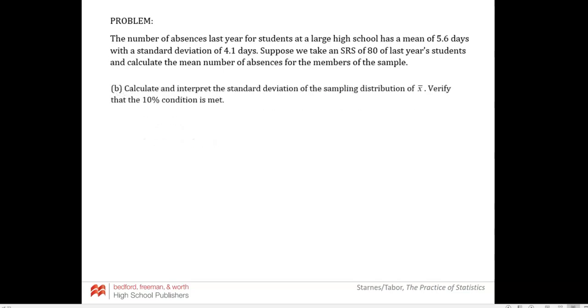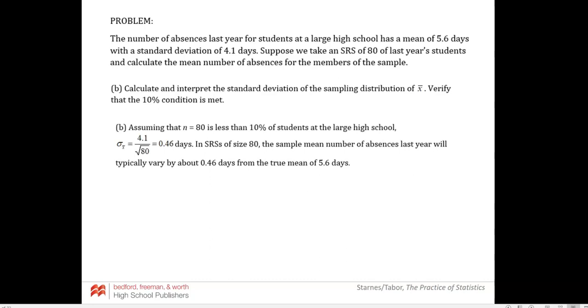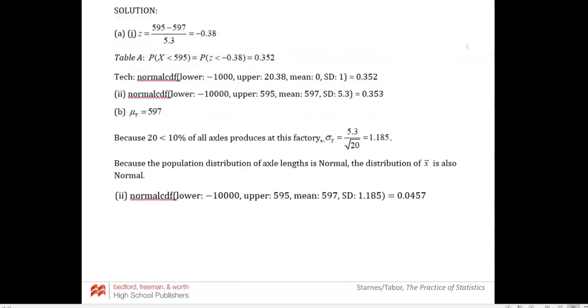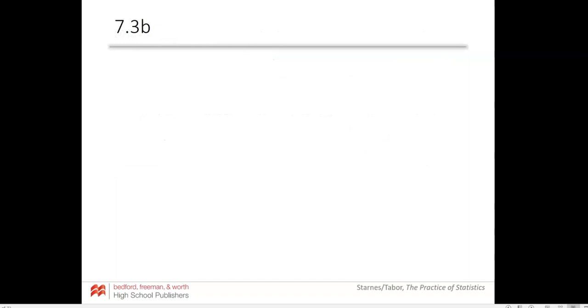Part B, calculate and interpret the standard deviation. Did we take a sample? We did. Don't forget to check the condition and use the proper formula there, and you'll get it. So it varies by about 0.46, or about half a day from the true mean days. So very similar to the other question, where the first one's about the population and the second one is about the sample, so we have to change the standard deviation using the formula. There's the work for that, and that's your lesson for today.